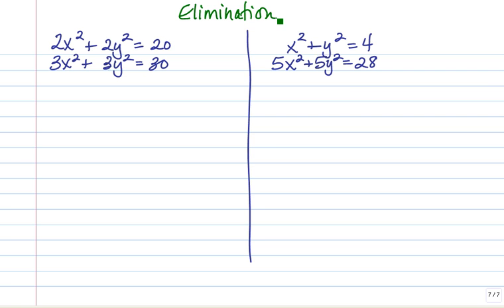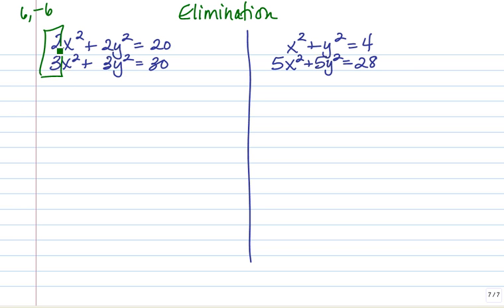If I have 2x squared plus 2y squared equals 20, and 3x squared plus 3y squared equals 30. Well, to eliminate either x or y, let's choose to eliminate x. The common number that both 3 and 2 divide into is 6. So I need to have one coefficient be a positive 6 and one coefficient be a negative 6.